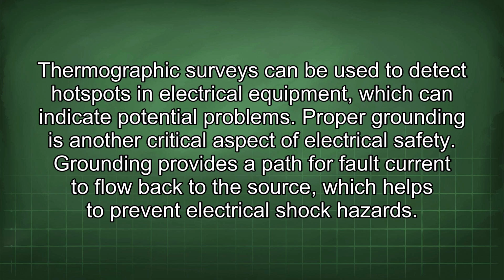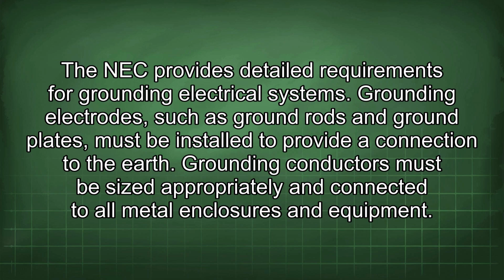Proper grounding is another critical aspect of electrical safety. Grounding provides a path for fault current to flow back to the source, which helps to prevent electrical shock hazard. The NEC provides detailed requirements for grounding electrical systems. Grounding electrodes, such as ground rods and ground plates, must be installed to provide a connection to the earth. Grounding conductors must be sized appropriately and connected to all metal enclosures and equipment.